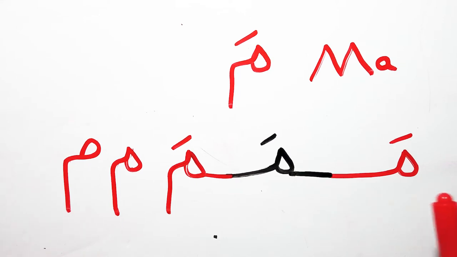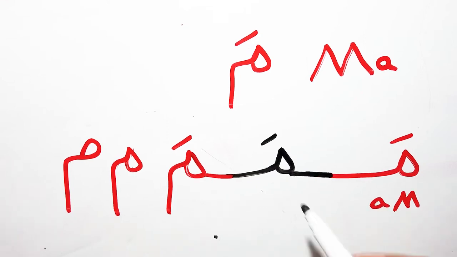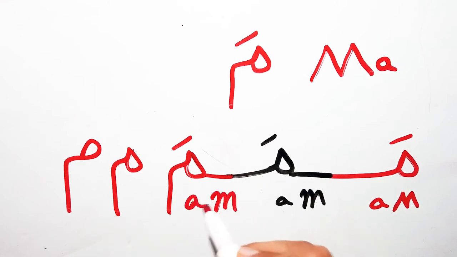So we have here ma, ma, ma. Let's write from the right to the left. So I have ma, ma, ma.